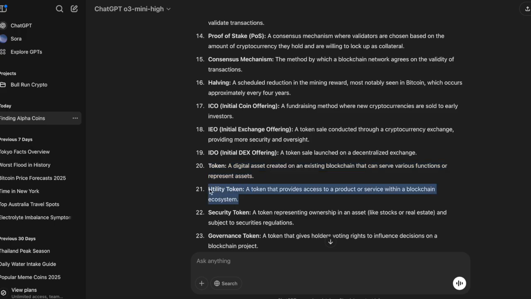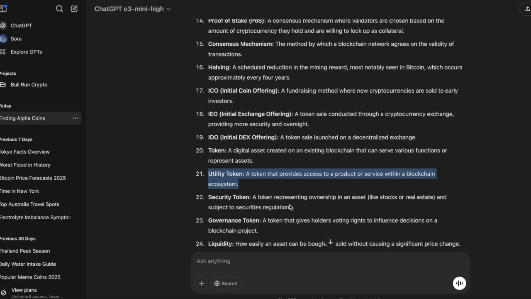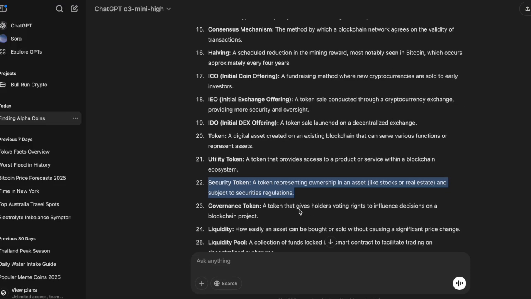Now you have utility token, a token that provides access to a product or service within a blockchain ecosystem. That would be like Chainlink. Security token, a token representing ownership in an asset like stocks or real estate and is subject to securities regulations. Now this would be something that is under the SEC. So there's always going to be this conversation going on whether or not it's a security or if it's not a security. So pay attention to the wording when you're hearing about that. We've had this challenge come up with Bitcoin. If it passes the Howey test, we can get into that terminology later. That's more advanced, but security token, pay attention to that as that comes up.